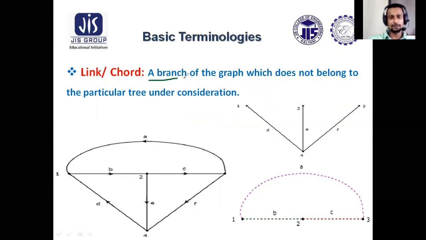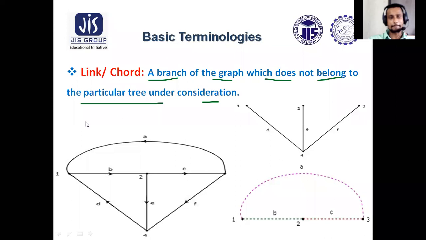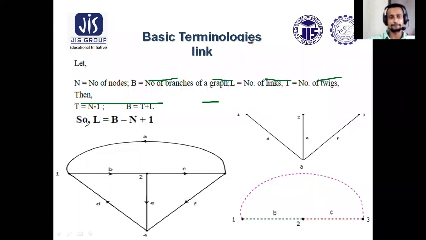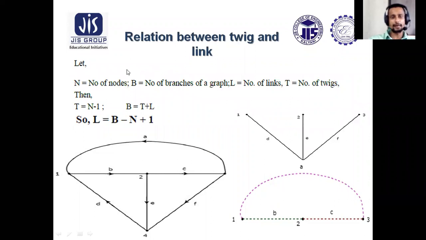So a link is a branch of the graph which does not belong to the particular tree under consideration. Branches B, C and A are not taken into consideration for this particular tree. So these three branches will be called tree links. Now, the relation between twig and link.